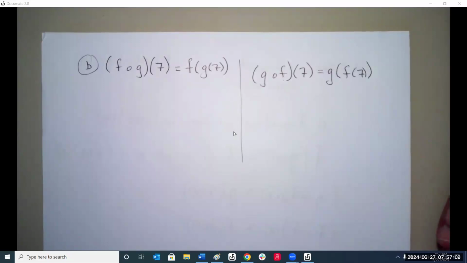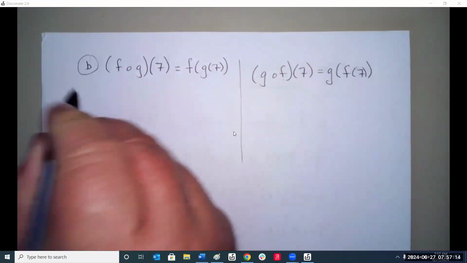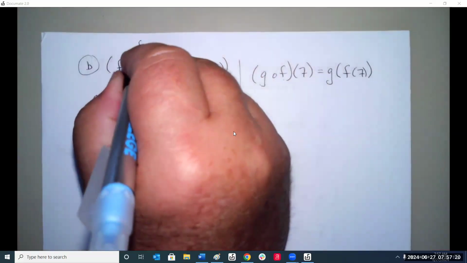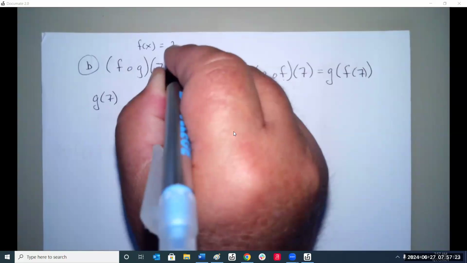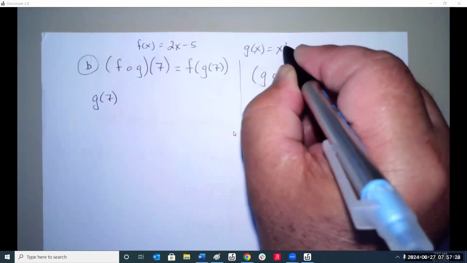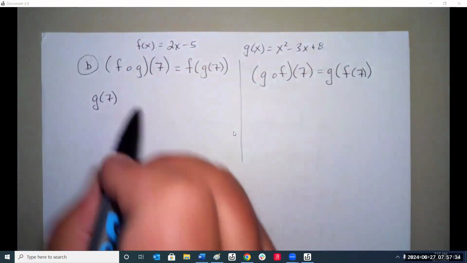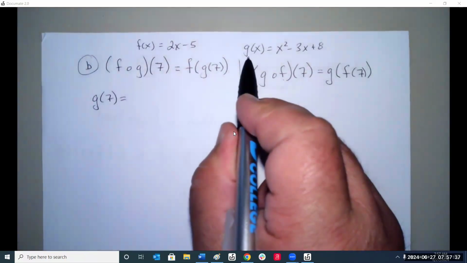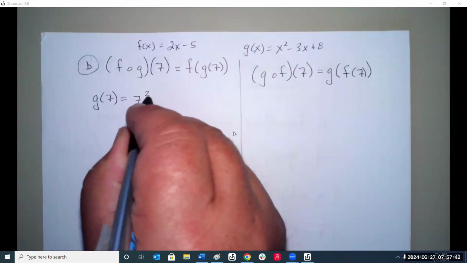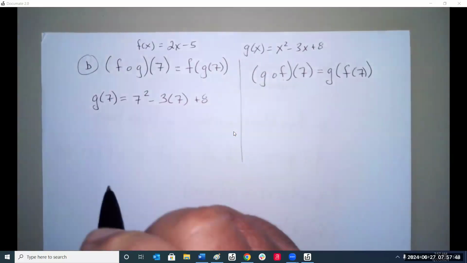So we'll follow the order of operations. Work with first find g of 7. Remember, f of x was 2x minus 5, and g of x is x squared minus 3x plus 8. So g of 7, go to the function g. Anywhere you see an x, put a 7. So it's 7 squared, minus 3 times 7 plus 8.